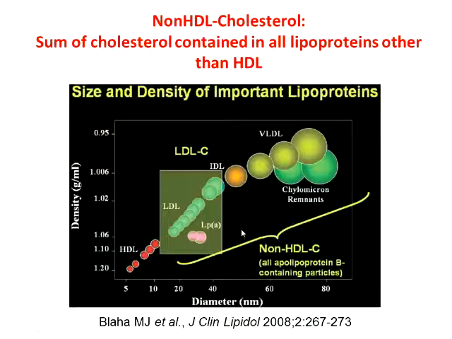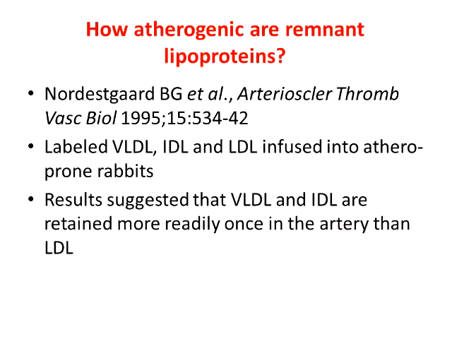So if you're going to believe this story, you'd like some evidence that in addition to LDL accumulating in the artery wall, there is evidence that these particles also accumulate in the artery wall. And there is evidence of that from the 90s. Borge Nordestgaard, who's one of the leaders in lipid metabolism in the world still, from Copenhagen, did a study where they infused labeled VLDL, intermediate density lipoprotein, and LDL into rabbits. And they found actually that the VLDL and IDL were retained more readily in the artery wall than LDL.